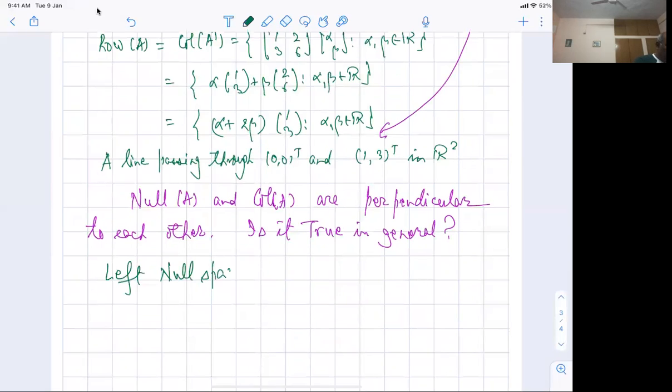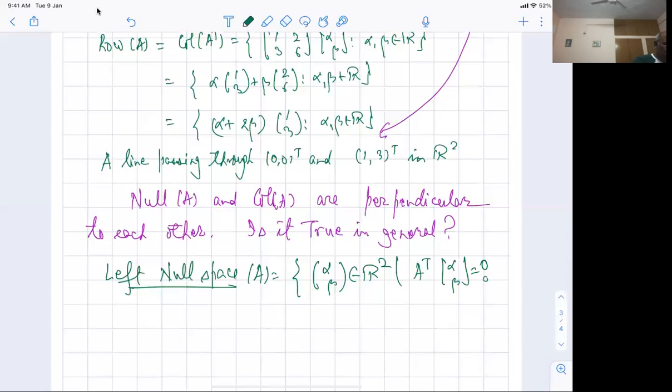Left null space of A. So this is nothing but alpha, beta belonging to R2, such that A transpose of alpha, beta is 0, 0. So this is the same as alpha, beta belonging to R such that A transpose of alpha, beta is, so it is alpha plus 2 beta is 0 and 3 alpha plus 6 beta is 0.